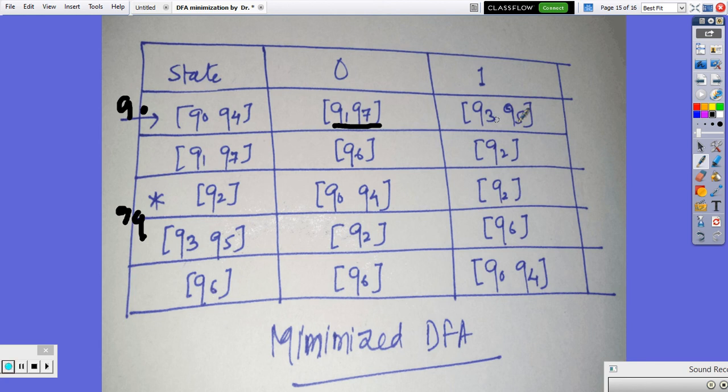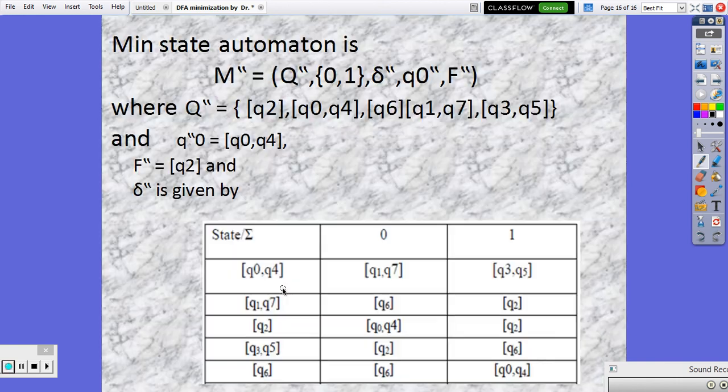So finally I will get my final transition table, which contains 1, 2, 3, 4, 5 states. This is the minimized DFA. In the minimized DFA, we also have to keep in mind that the final state is Q2, so we keep this as a final state, and this is our starting state because it contains Q0, as it was given in our previous questions.